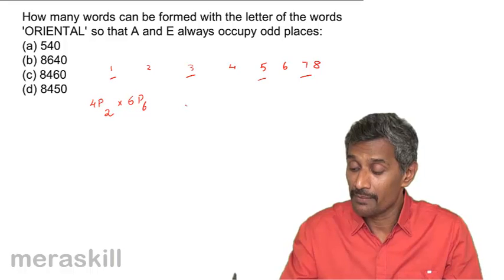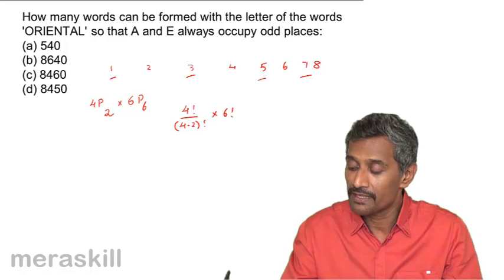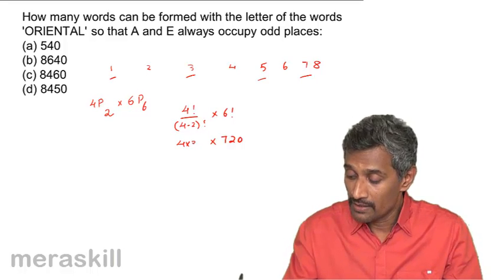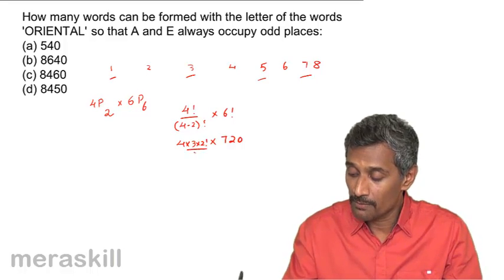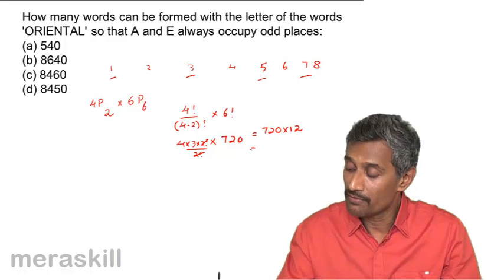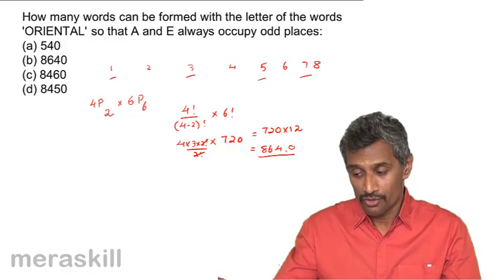So which is the same as 4 factorial upon 4 minus 2 factorial into 6 factorial. 6 factorial, if you remember, is going to be 720. This is going to be 4 into 3 into 2 factorial upon 2 factorial. So it's eventually going to be 720 into 12, which is going to be 8640. So you understand the logic?